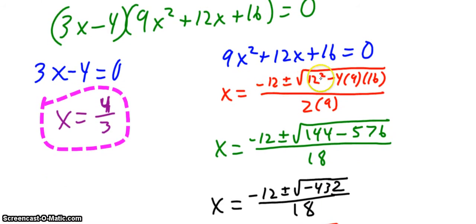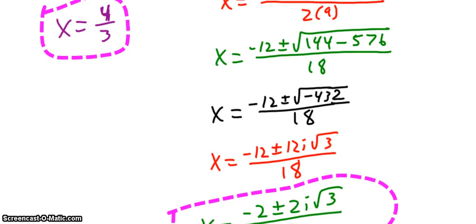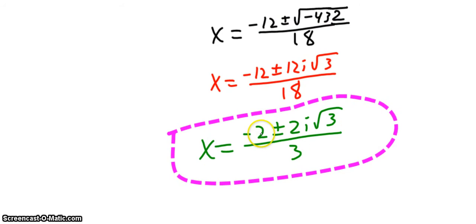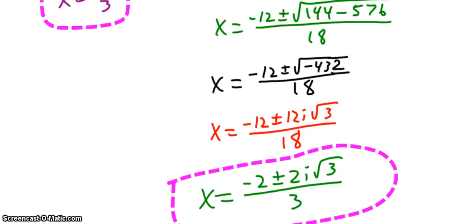So opposite of b plus or minus the square root of b squared minus 4 times 9 times 16 over 2 times 9. Use my calculator to help me out with these numbers. Simplify as much as possible. 432 is 144 times 3. 144 is a perfect square of 12. Square root of negative 1 is i. So that's how I get 12i root 3. Now 12, negative 12, and 18 all have a factor of 6. So I divided by that, and that's how I got negative 2 plus or minus 2i root 3 all over 3. That is the end of part 2.